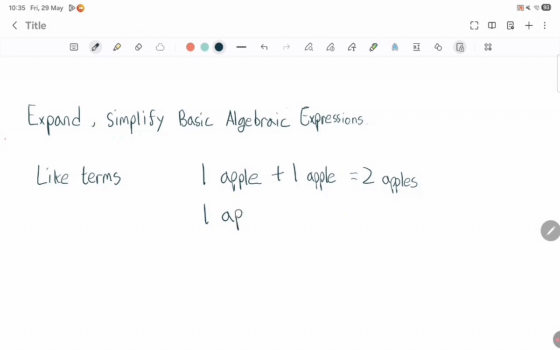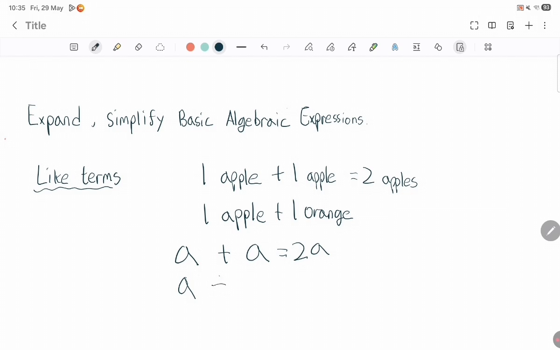But if you say you have 1 apple and 1 orange, you can't really add them together, you know? You can't simplify further than that. It's just one apple and one orange. This is what like terms are all about. Let's say you have one A and you have another A, then it will make two A's. But if you say you have one A and you have a B, then it's just A plus B.